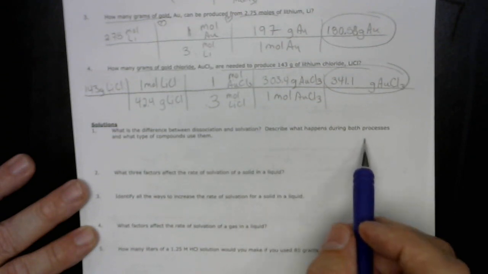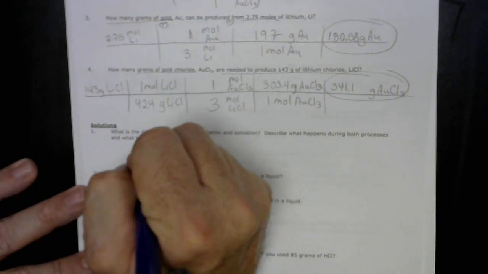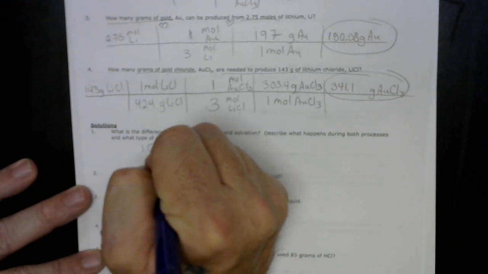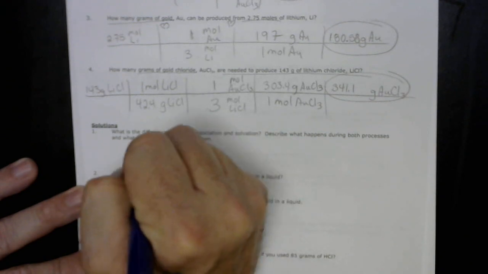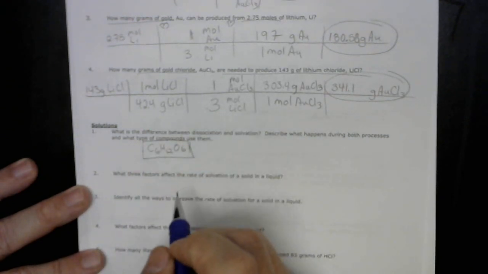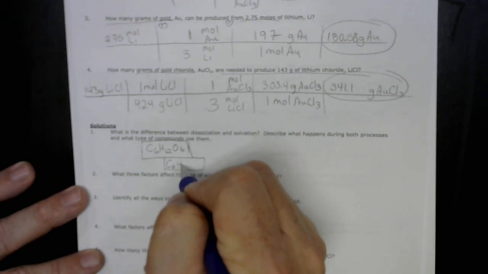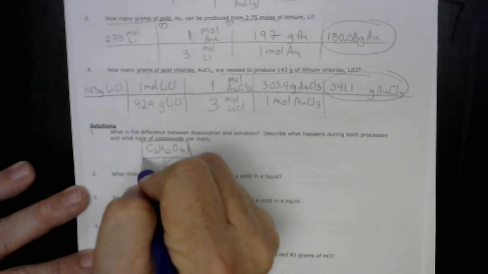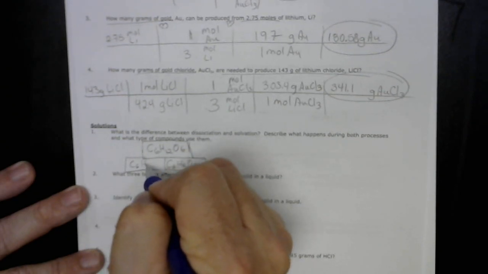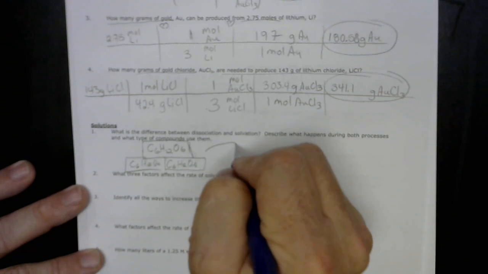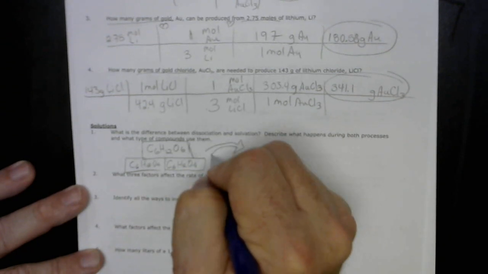Okay, solutions. What is the difference between dissociation and solvation? Describe what happens during both processes and what types of compounds use them. Alright, so I'm going to use sugar. And a sugar molecule, C6H12O6, that's the molecule of sugar. It's not ionic, it's covalent. So if I have a bunch of molecules of sugar, C6H12O6, C6H12O6, and then I'm going to dunk them into a beaker full of water.